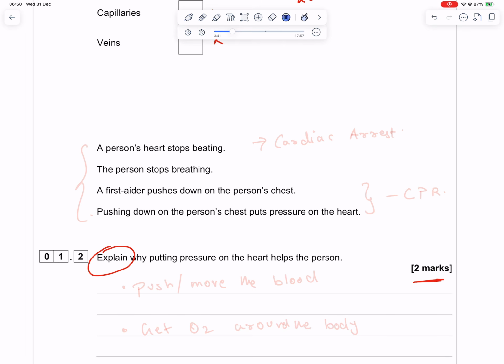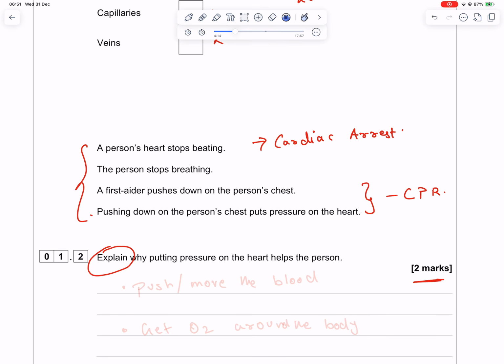So there is some data given here. I need to read that. A person's heart stops beating. That's simply nothing but a cardiac arrest, where arrest means to stop. The heart has stopped beating and the person has stopped breathing. The first aider pushes down on the person's chest, and pushing down on the person's chest is putting pressure on the heart. And this is known as CPR, cardiopulmonary resuscitation.